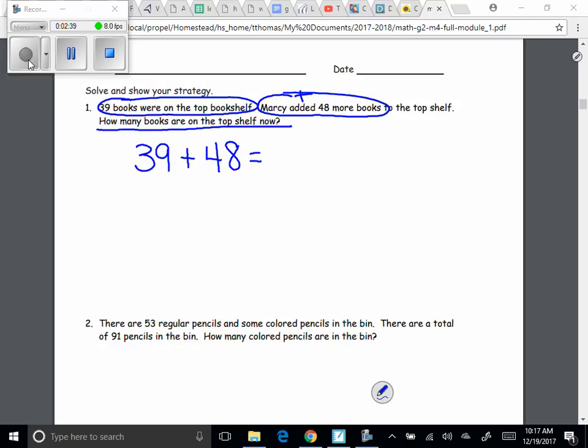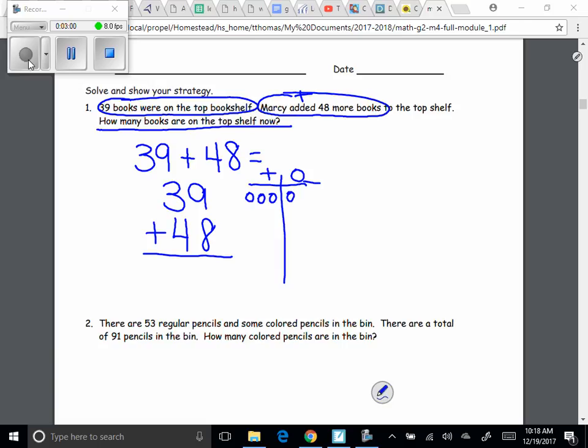In another lesson, we learned how to use place value discs in order to solve. Step 1 was to write the problem vertically. Step 2, make your place value. So I have ones and tens. I know the first number is 3 tens and 9 ones. This is just one way you can do it. The bottom number is 4 tens and 8 ones. This way is the easiest because you only have to count what you have drawn.